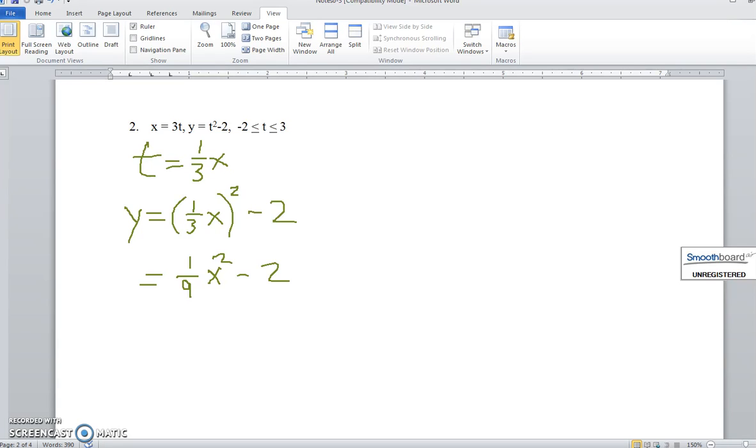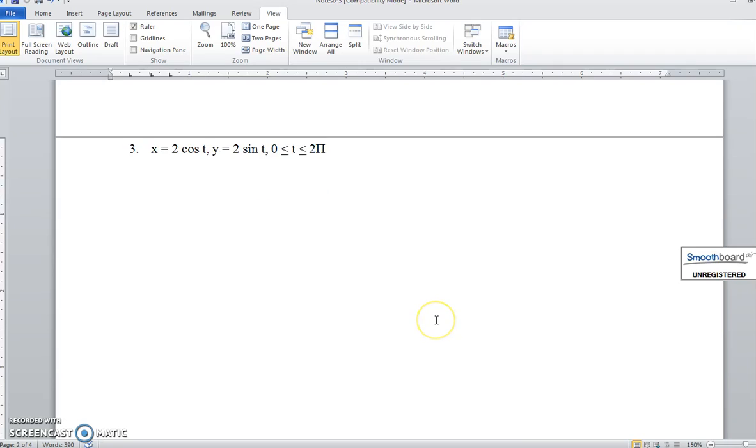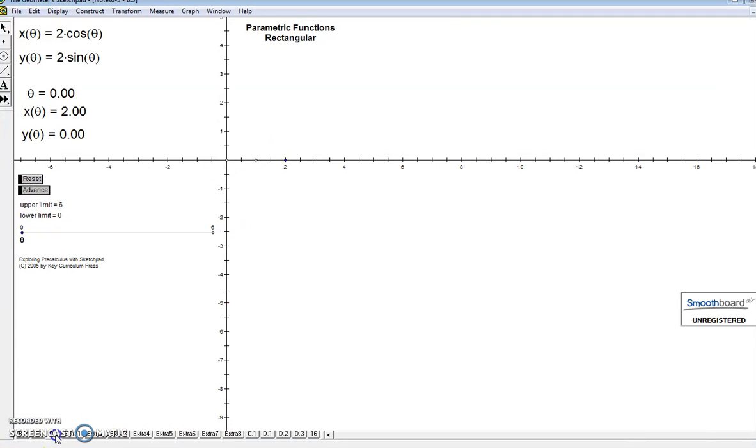Okay, last example for this video. If x were to equal 2 times cosine of t, y equals 2 times sine of t, and we're looking at this interval from 0 to 2 pi, what kind of picture would we have? Well, this is going to be quite difficult unless we have an idea of what the picture looks like. So again, we go back to Sketchpad, have it all set up for us.